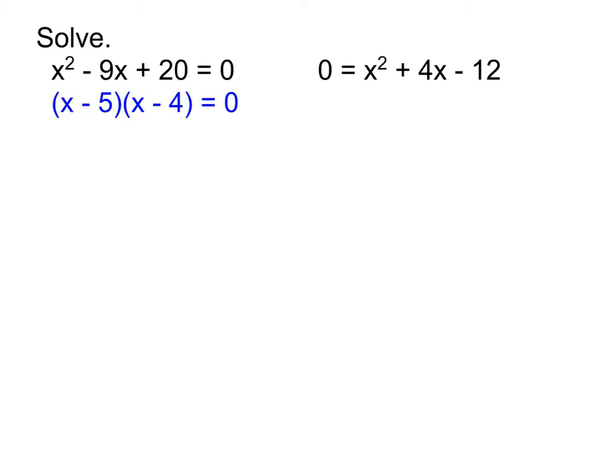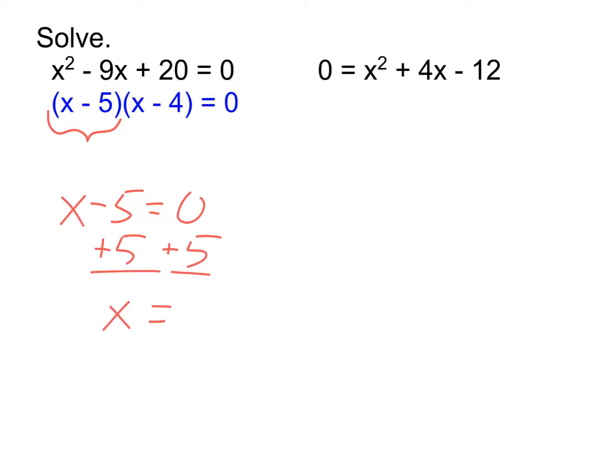Because now that it's factored, we can say what x is going to make it equal 0. So what minus 5 equals 0? Well, x minus 5 equals 0. Solve it, so we add 5 to both sides. And you should end up with x equals 5.